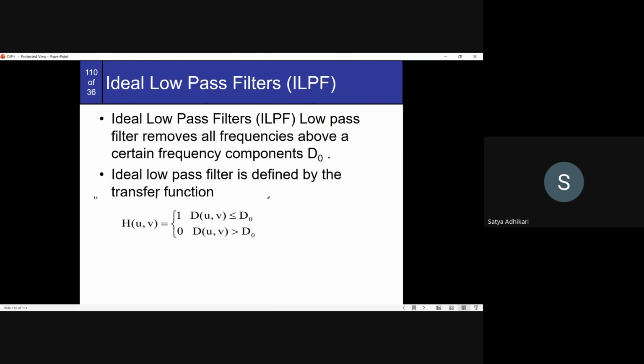So the ideal low pass filter is defined by the transfer function H(u,v) equal to 1 if D(u,v) is less than or equal to D0. If it is less than D0, consider it a low value, so it passes. But if D(u,v) is greater than D0, it assumes that it is a higher value frequency. As it is a low pass filter, it blocks the high frequencies, so it is zero. It doesn't pass it.